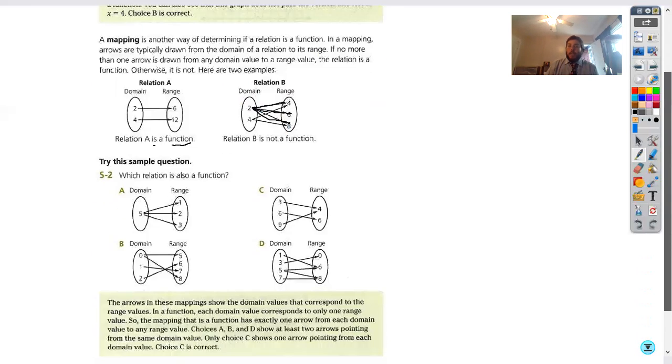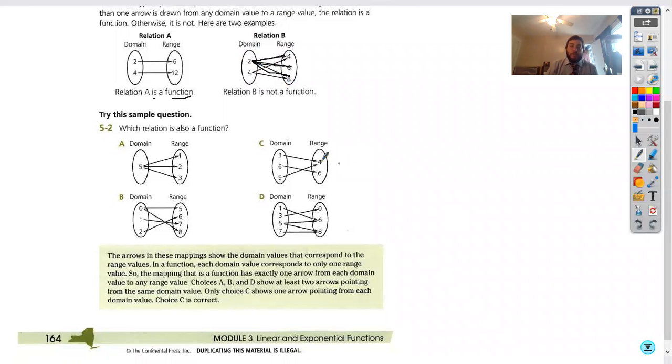So if we look at sample question number 2, it says, which relation is also a function? So we're looking for one range value for each domain value.